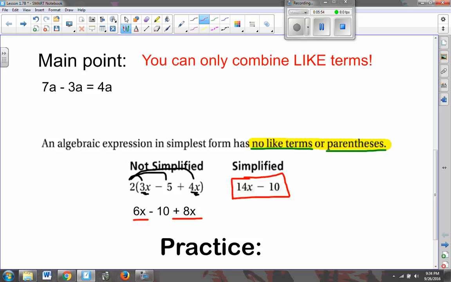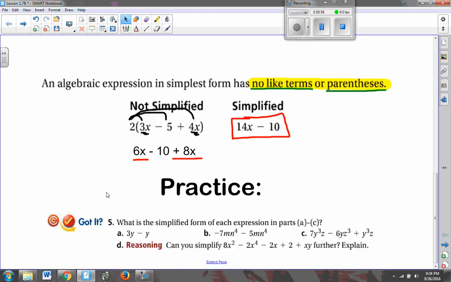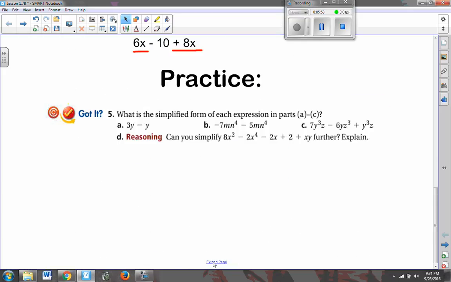Now I would like you to try 4 practice problems for me. I got A, B, C, and D here. I want you to combine as many things as you possibly can, as many like terms as you can. Please remember, though, that when we don't see a number in front here on this y, that's a 1, so it's 3y minus 1y. So try to combine these terms if you can.